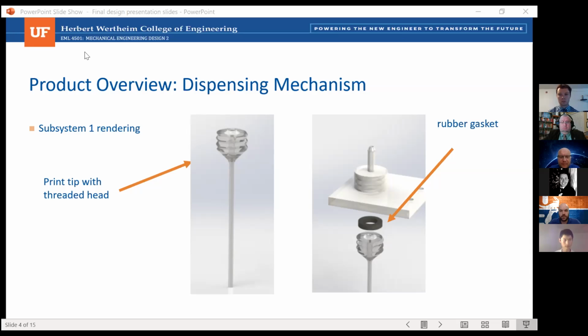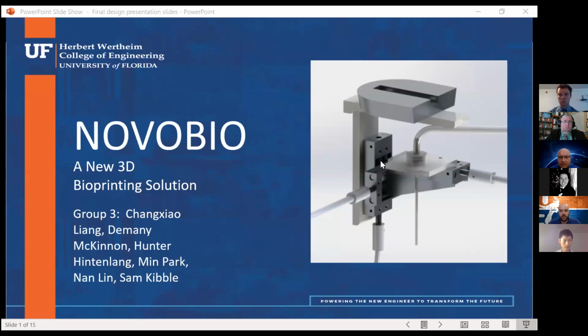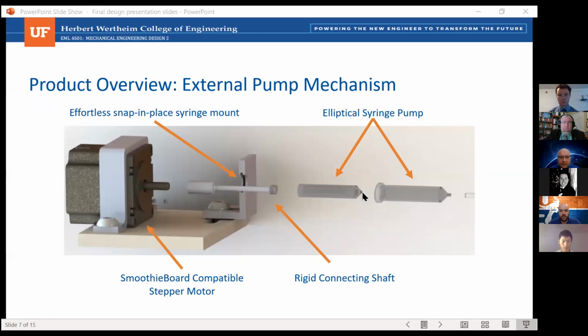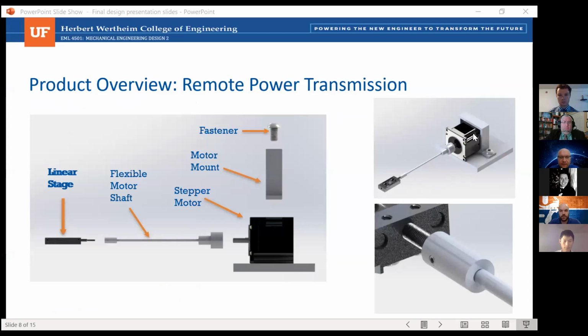I may have missed this, but do you guys have a picture of the entire system? It seems like there were tubes, and where do those tubes go to? Do you have that as well? So this tube is going to the syringe pump here, and these flexible shafts are going to be connected with the motor, the remote power transmission subsystem.